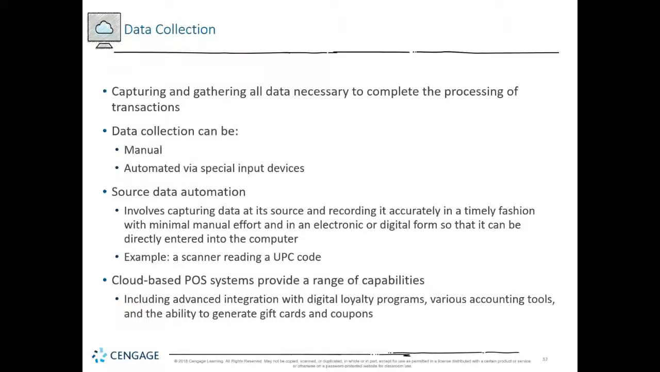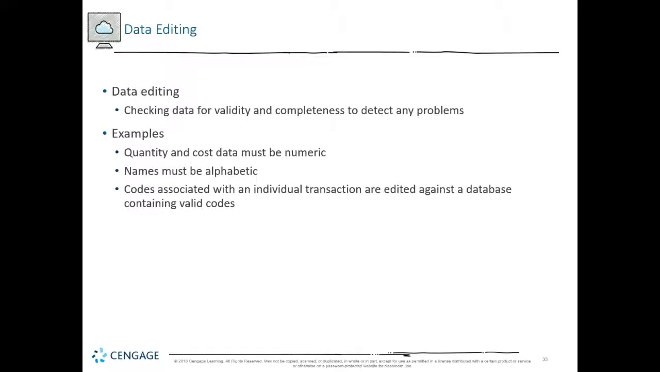Data collection: capturing and gathering all data necessary to complete the processing of a transaction. Data collection can be manual or automated via special input devices. Source data automation involves capturing data at its source and recording it accurately in a timely fashion, with minimal manual effort, in electronic or digital form so that it can be directly entered into the computer. Example: a scanner reading a UPC. Cloud-based POS systems provide a range of capabilities, including advanced integration with digital loyalty programs, various accounting tools, and the ability to generate gift cards and coupons.